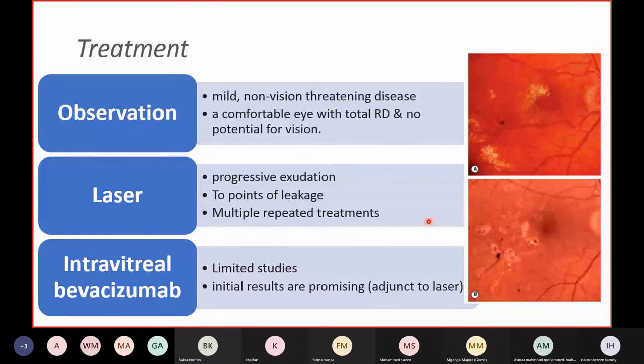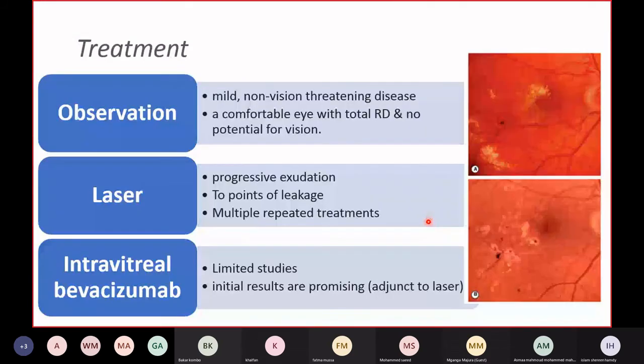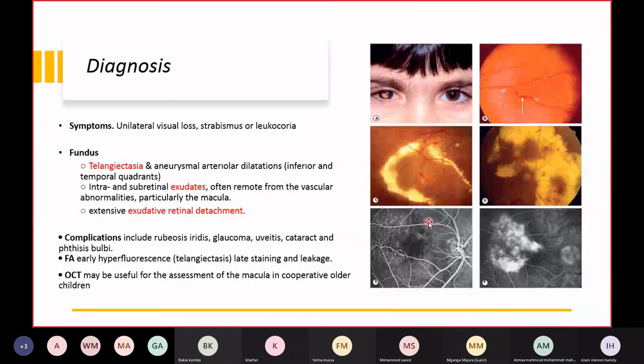So for those patients, you may want to treat them with laser treatment, intravitreal anti-VEGF, intravitreal triamcinolone, or cryotherapy. If you have telangiectatic peripheral blood vessels over a detached retina, you cannot apply laser treatment. You may want to do transscleral cryotherapy. So you treat the diseased blood vessels from outside, from the sclera, by doing a double freeze-thaw cycle. What is meant by double freeze-thaw?